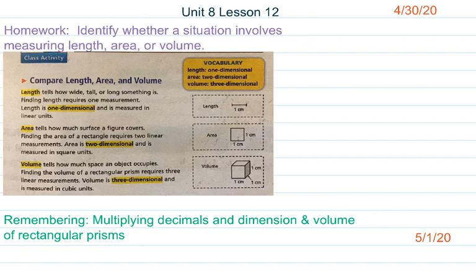Today we're working on Unit 8, Lesson 12, and these are more real world type problems for you to consider as you're working with length, area, and volume.